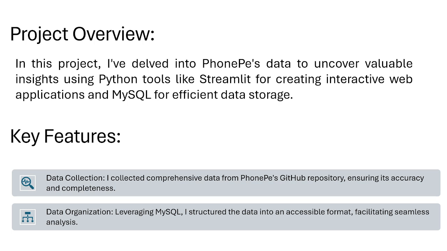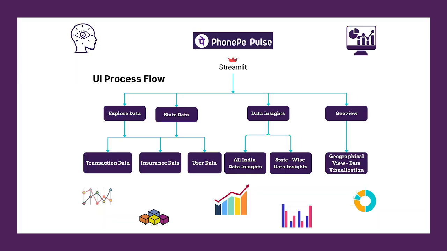And the key feature highlight is the first thing: we will collect the data. The first step is that we will collect the comprehensive data from the PhonePe GitHub repository, and then we will take it into a data frame, and from there we should organize the data. For that I have used MySQL, structured into a structured format for seamless analysis actually. And this is the overall QA process flow.